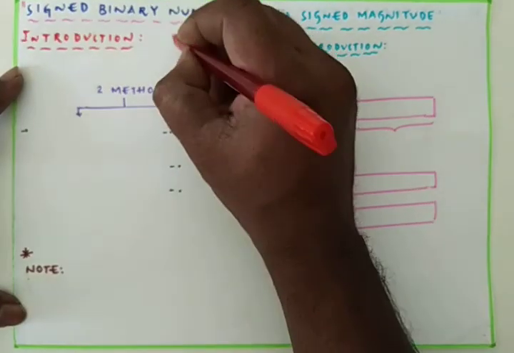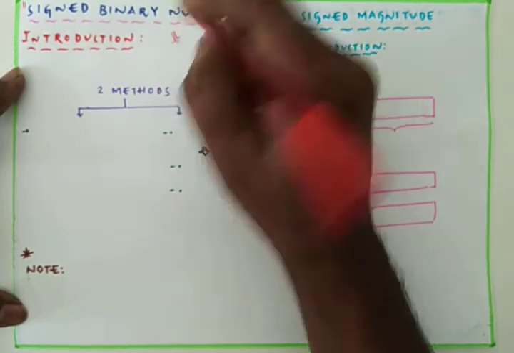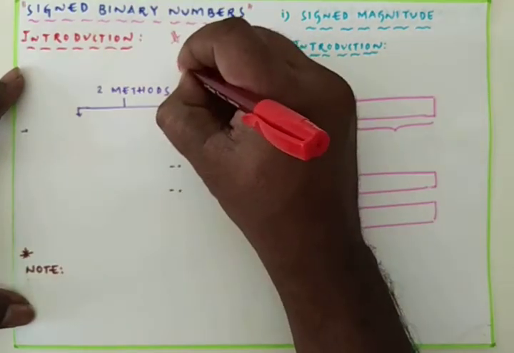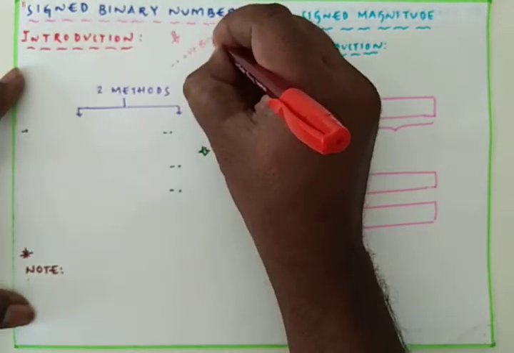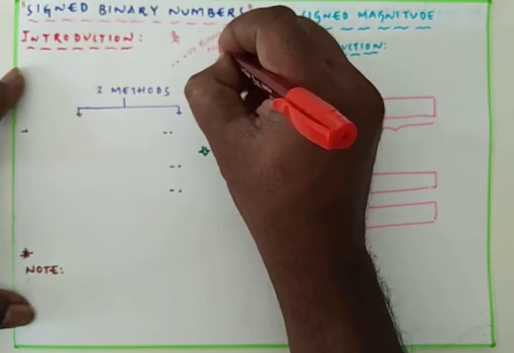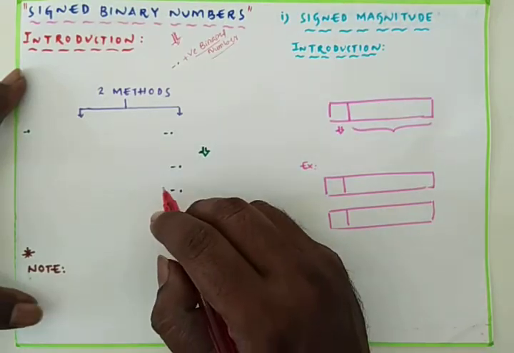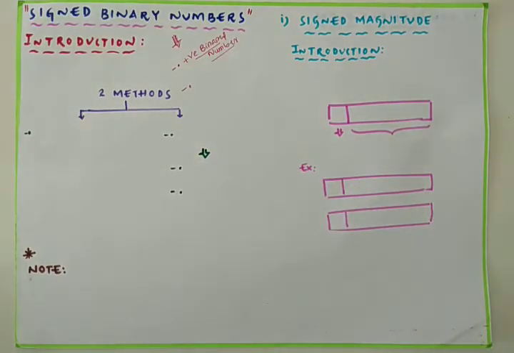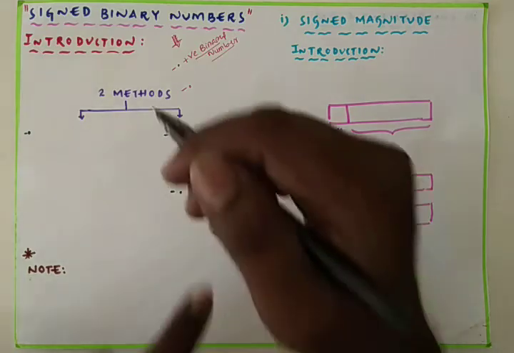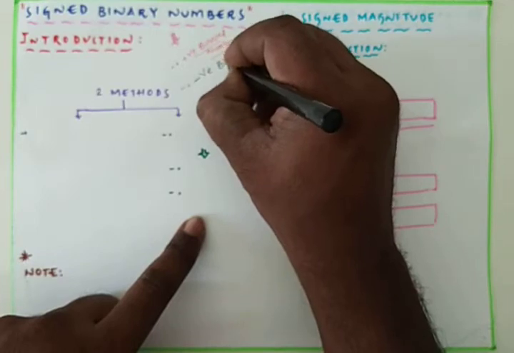Anyway, in case of signed binary numbers, there are two types. One is positive binary numbers. Whatever so far we have studied, all comes under the positive binary numbers. The next one is called negative binary numbers. How can the negative binary numbers be represented?